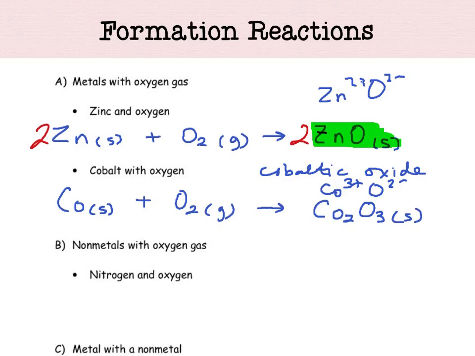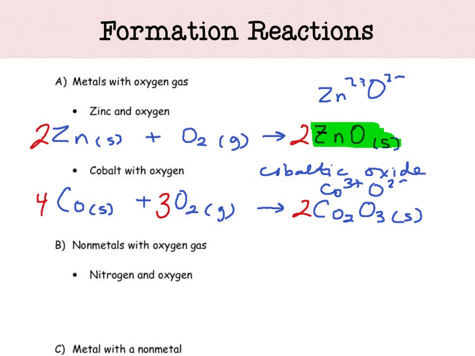So looking on the right-hand side, you've got 3 O's, on the left you have 2. You put a 2 in front of the product, that will give you 6 oxygens, and a 3 in front of the oxygen on the left will give you 6, and then a 4 in front of the cobalt to balance that last element.